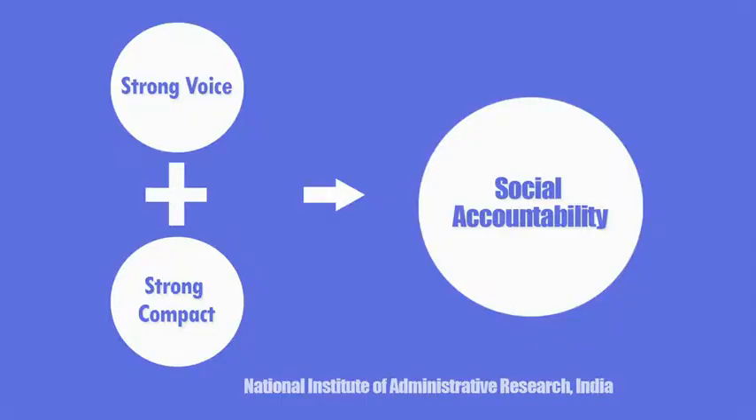Now, in order to understand the primary basis of accountability, this is a very simple mathematical equation which says that accountability or social accountability requires two primary conditions. The first primary condition is based on community, which is being mentioned in this case as voice, and I'll come to what voice actually means. And the second is the issue of compact.